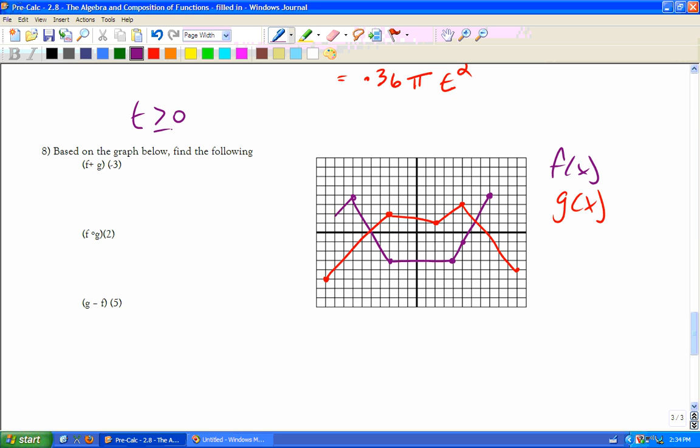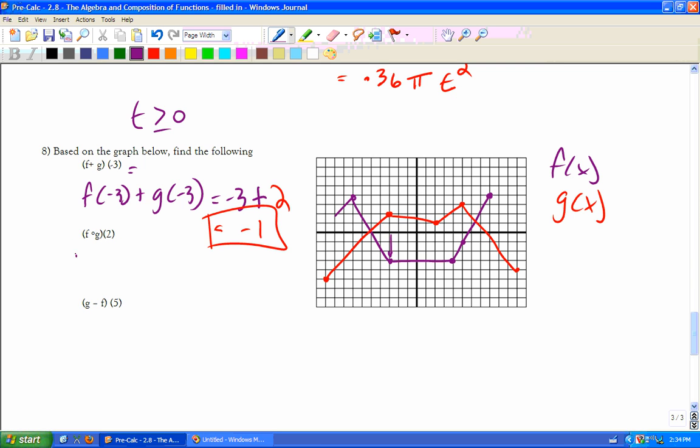Based on the graph below, find f plus g of negative 3. For me, I like going back to the basic definition of f of negative 3 plus g of negative 3 in order to find the solution. If f of x is our purple graph, we go to negative 3, 1, 2, 3, to find its f of negative 3 is, 1, 2, 3, negative 3 as well. So this will equal negative 3 plus g of negative 3, which equals 2. So if we were to add the two, we'd come together to get negative 1.